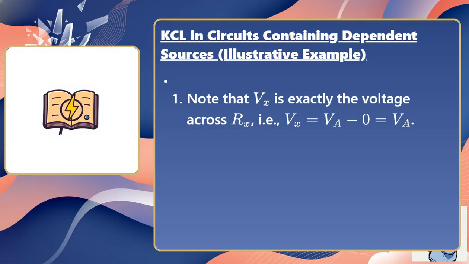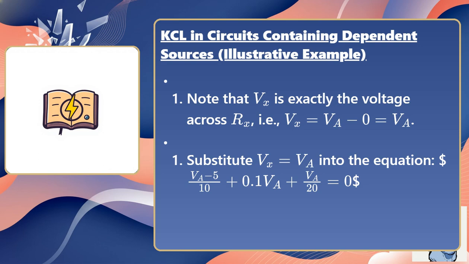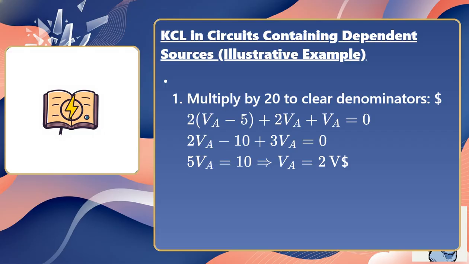Step 3: note that V_x is exactly the voltage across R_x. That is V_x equals V_A minus 0, which simplifies to V_A. Step 4: substitute V_x equals V_A into the equation. (V_A minus 5) over 10 plus 0.1 V_A plus V_A over 20 equals 0. Step 5: multiply by 20 to clear denominators.